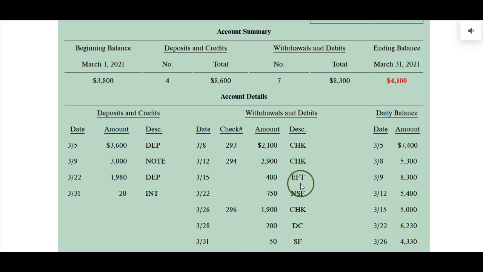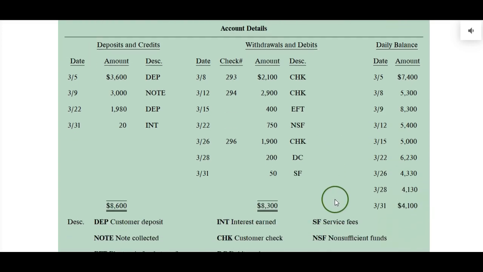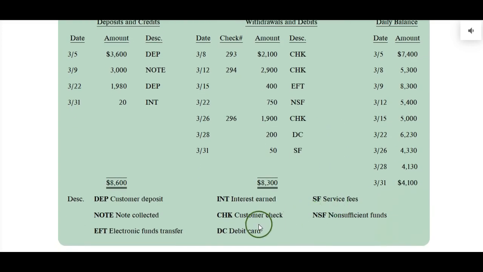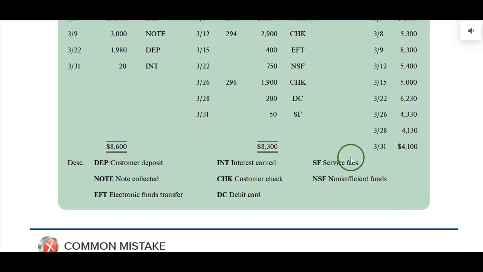We have an electronic funds transfer where we paid for something electronically. Looks like a customer check was sent back to us. This is a non-sufficient fund check. And let's see, down here they show you what the letters mean. NSF, non-sufficient funds. That's a customer check sent back to us. DC, a debit card. So we use a debit card. And the SF is the service fee. So we have things the bank has recorded that we have not recorded yet. Both deposits and checks. So let's start accounting for these differences.